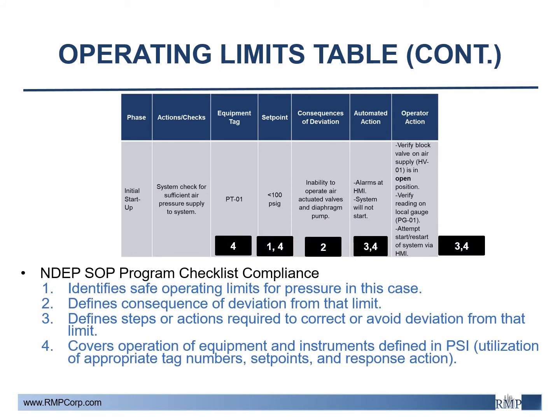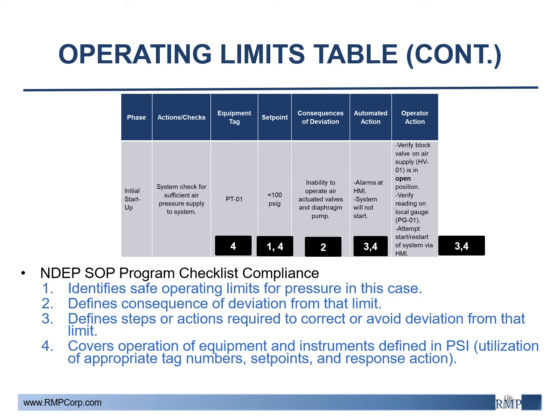So here, I've identified a couple items from the NDEP SOP checklist that I mentioned previously that this particular operating limits table will satisfy. First, I've identified which operating mode or phase where this operating limit is examined. In this case, it's at initial startup. This will help the operator easily navigate through the table to the appropriate phase in which he's identifying the problem. Point 1 is satisfied by identifying the safe operating limits for pressure in this case. Point 2 identifies what would happen if there's a deviation from this set point.